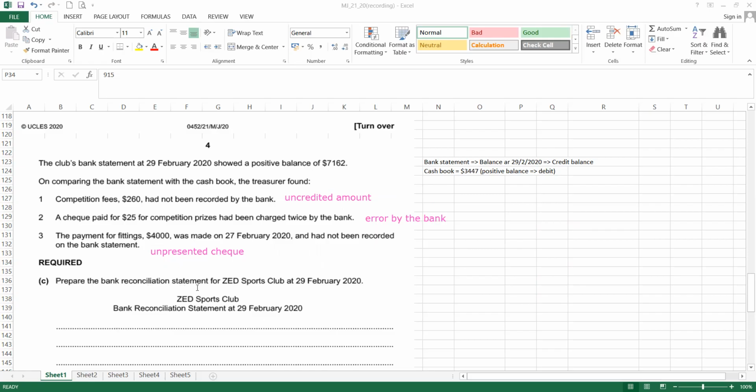And the question says, prepare the bank reconciliation. But they didn't tell us whether to start from the bank statement or the cash book. So you have two options. So I start with the cash book first. Okay. Here, ZED Sport Club Bank reconciliation statement at 29 February 2020.